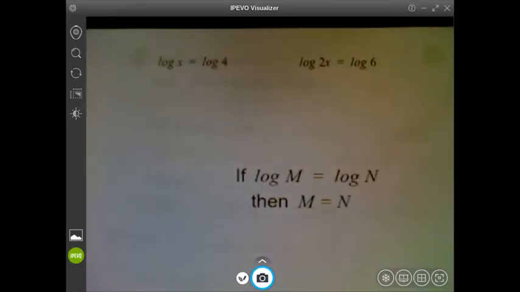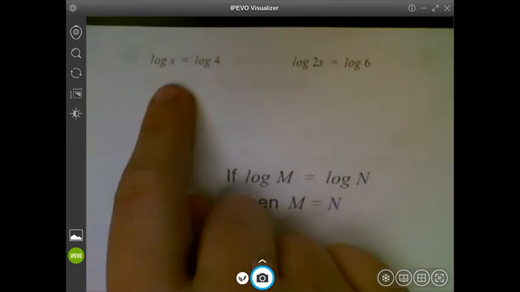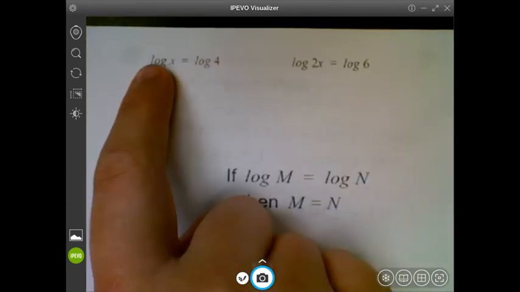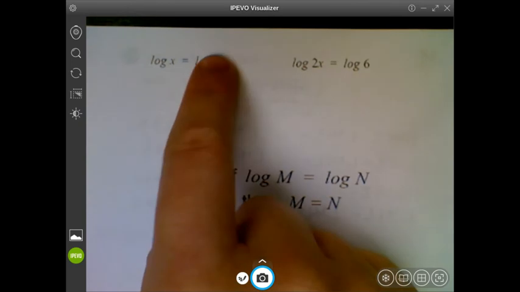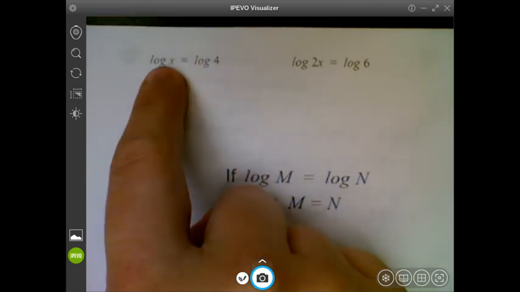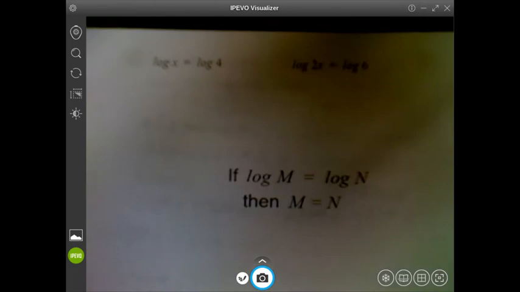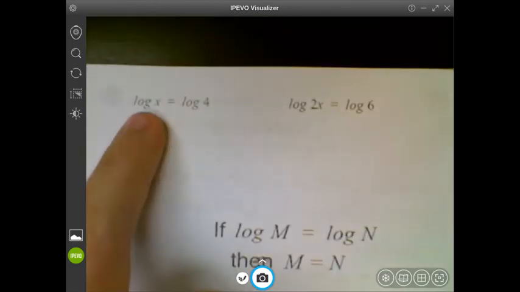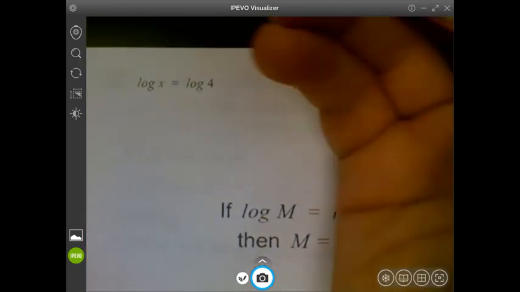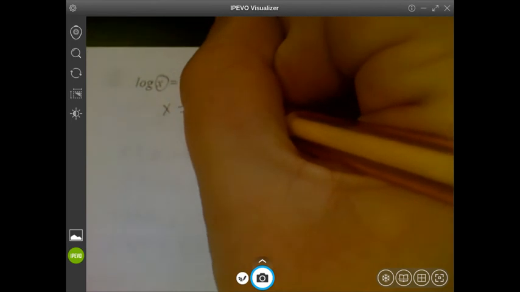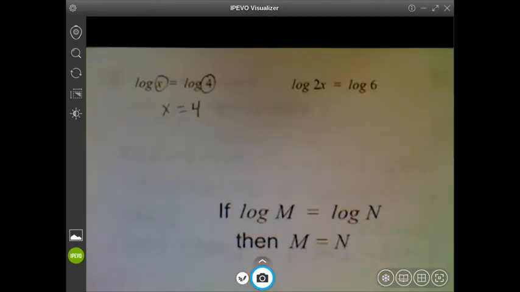The first idea we're going to talk about is if you have log of something equal to a log of something, and those two logs have the same base. In this case, the base is not written, so it's base 10. But if they have the same base, then what we can conclude is that the inside of the two logs, whatever you're taking the log of, those two things have to be equal. So in this case, x has to be equal to 4 in order for those two logs to be equal to each other.